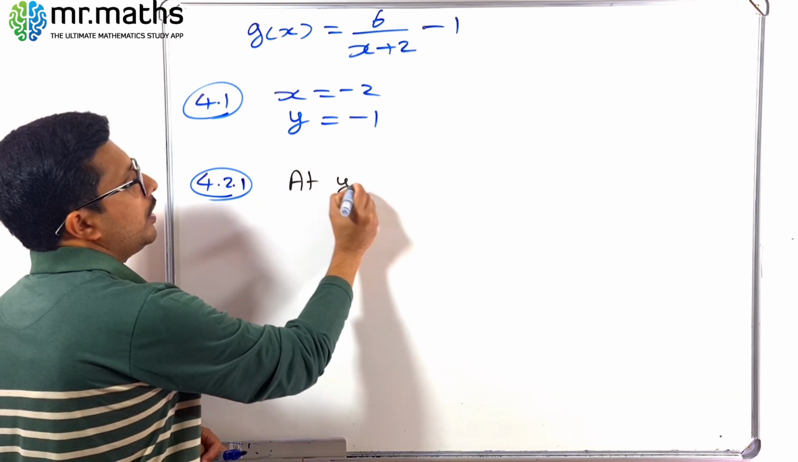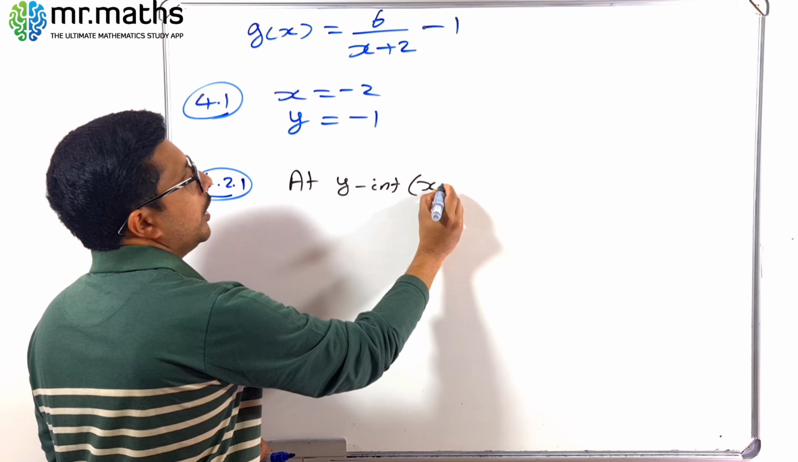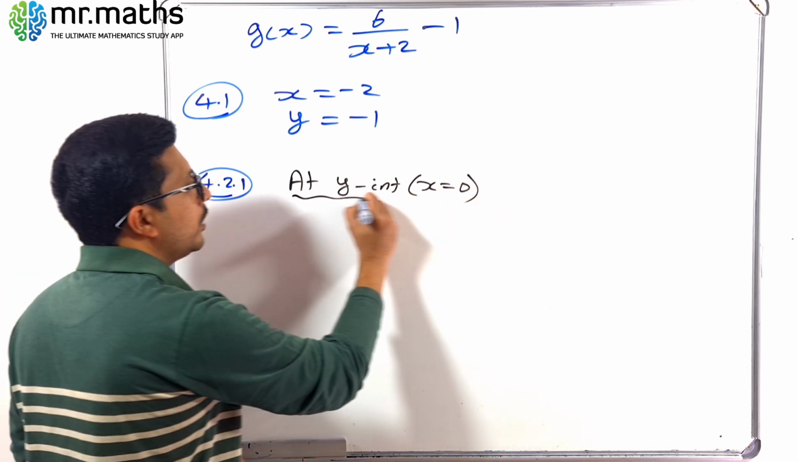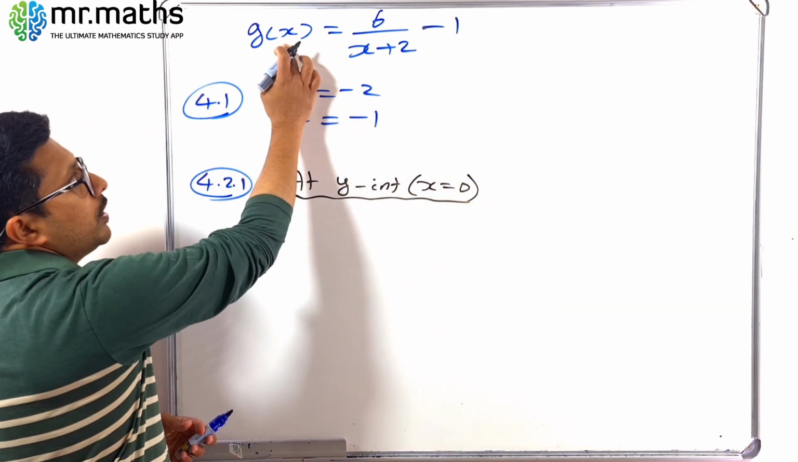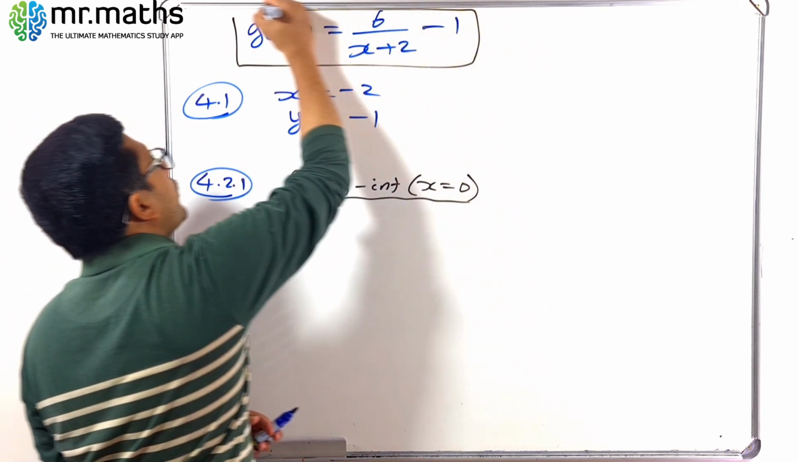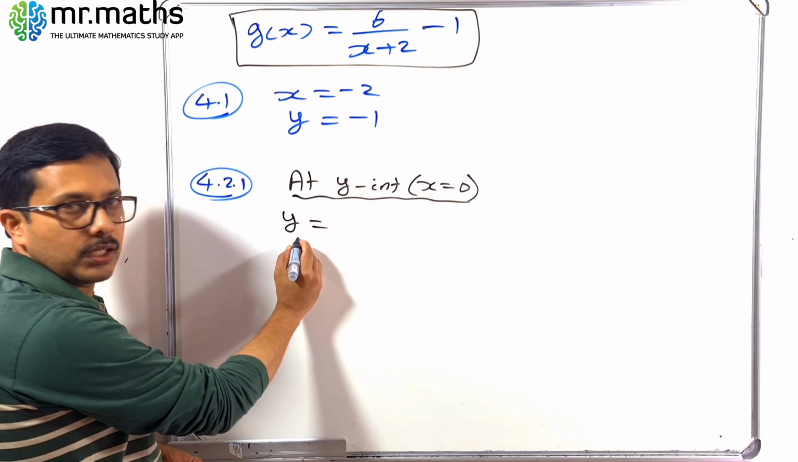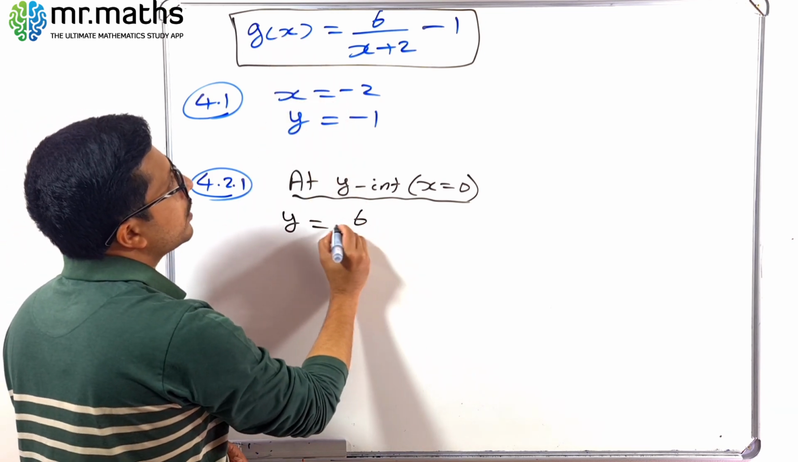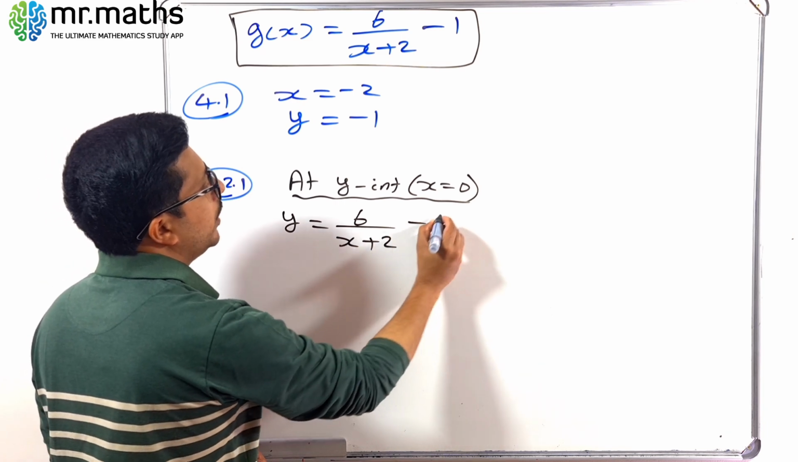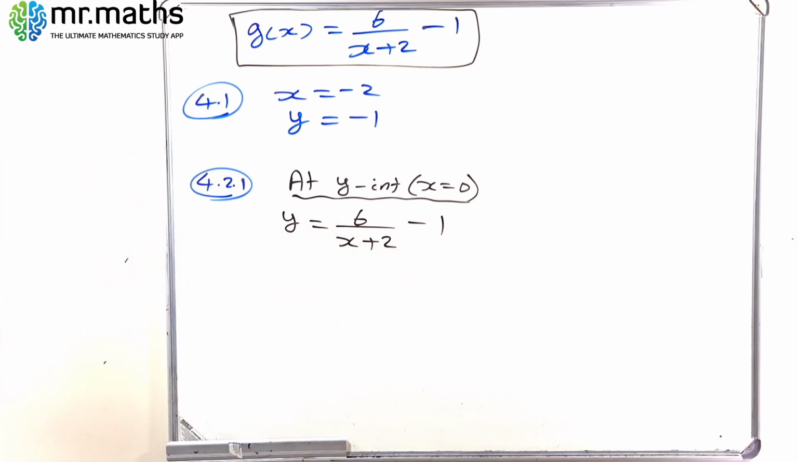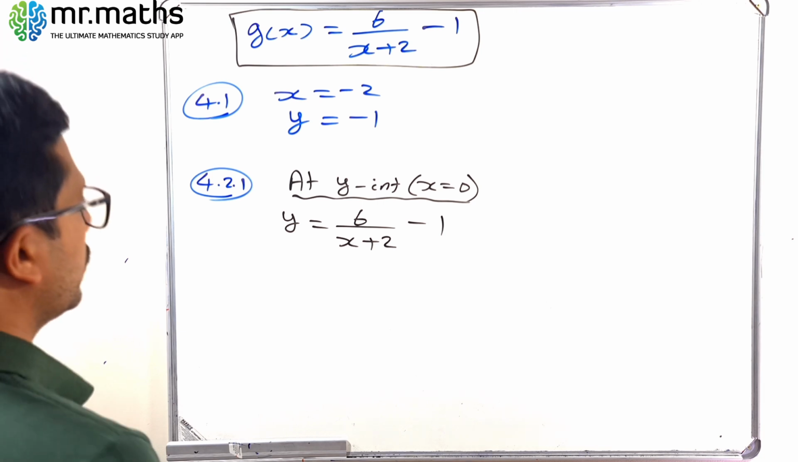At the y-intercept, you know that x is equal to 0. So our equation is g of x, which is the same as y: y is equal to 6 divided by x plus 2, minus 1. We want to find the y-intercept, so we substitute the value of x as 0 in this equation.